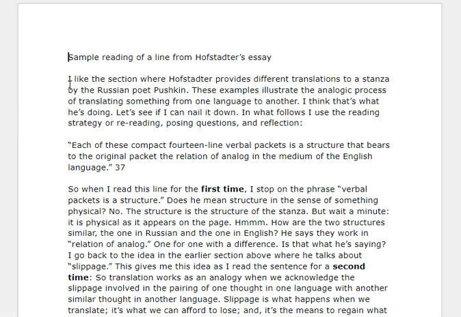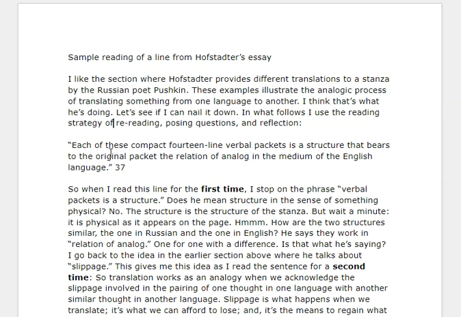So I begin this by saying I like the section where Hofstadter provides different translations to a stanza by the Russian poet Pushkin. These examples illustrate the analogous process of translating something from one language to another. I think that's what he's doing. Let's see if I can nail it. In what follows, I use the reading strategy of rereading, posing questions, and reflection.